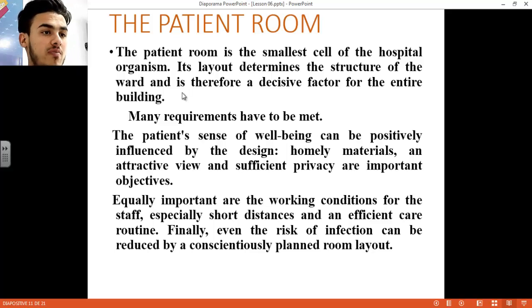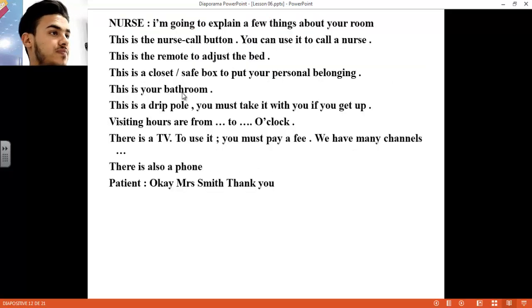So here are the three main elements that must be found in the patient's room: homely materials for the patient to feel like he's at home, an attractive view, and sufficient privacy. Equally important are the working conditions for the staff, especially short distances and a sufficient care routine. Finally, even the risk of infection can be reduced by a conscientiously planned room layout.